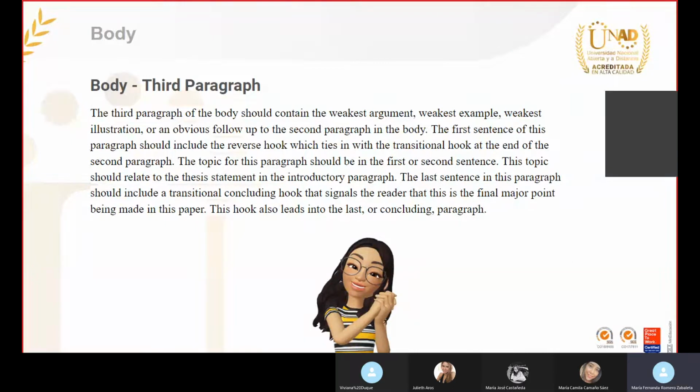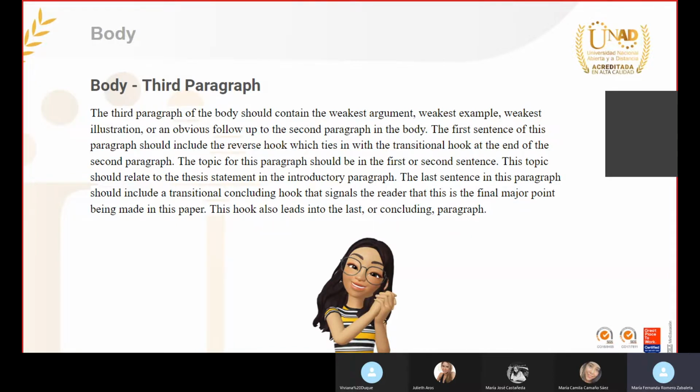So we are not going to really need it, but if you are a beginner, and you don't have a clear idea on how to write an essay or a conclusion, you can use this hook again, include a hook to conclude your text. So it gives you an idea on how to start a sentence for the conclusion. The topic of this third paragraph should be included in the first or second sentence again, and it should relate to the thesis statement.